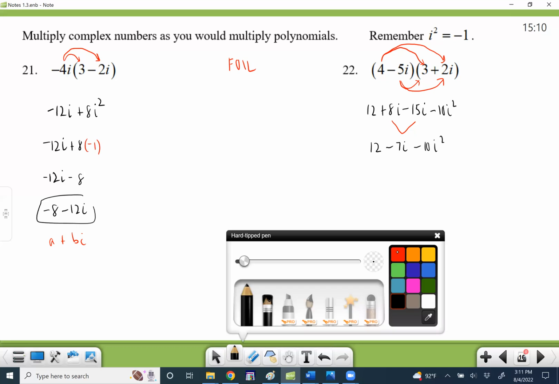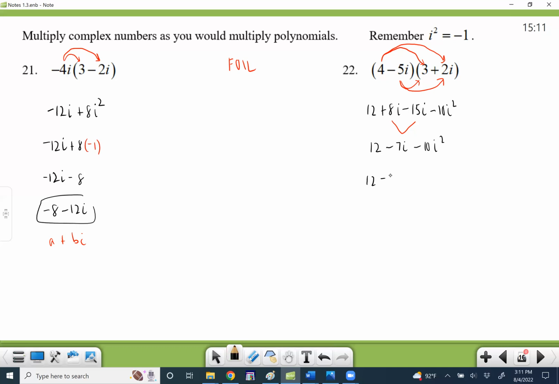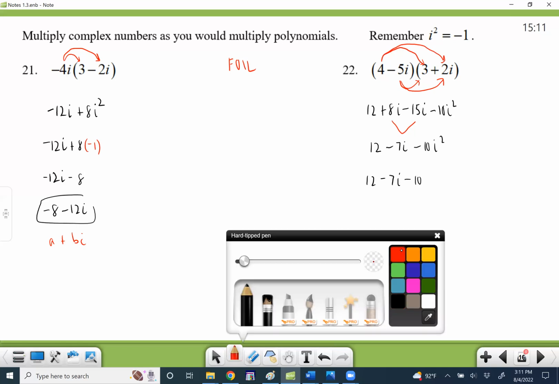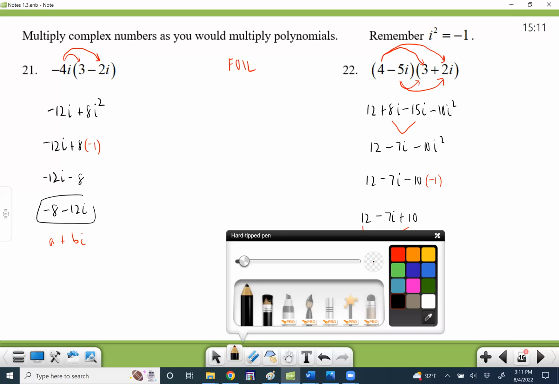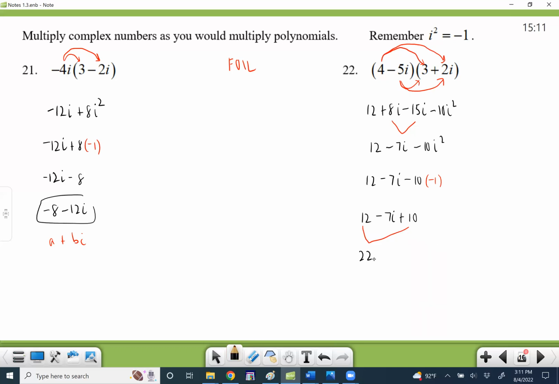And then we know i squared is a negative 1, right? So we're going to have 12 minus 7i minus 10 times negative 1. So this is going to get you 12 minus 7i. Negative times a negative is plus 10. Then we'll do the real part first. So those are the real. So that'll be 22, 12 plus 10. And we'll do the imaginary part last. So we're in a plus bi.